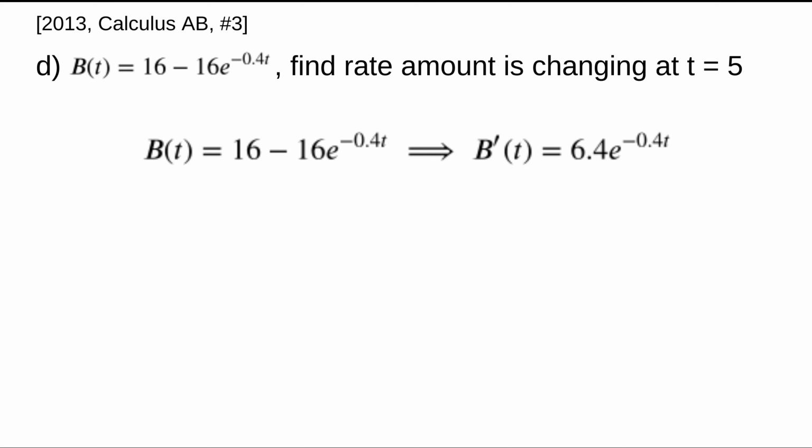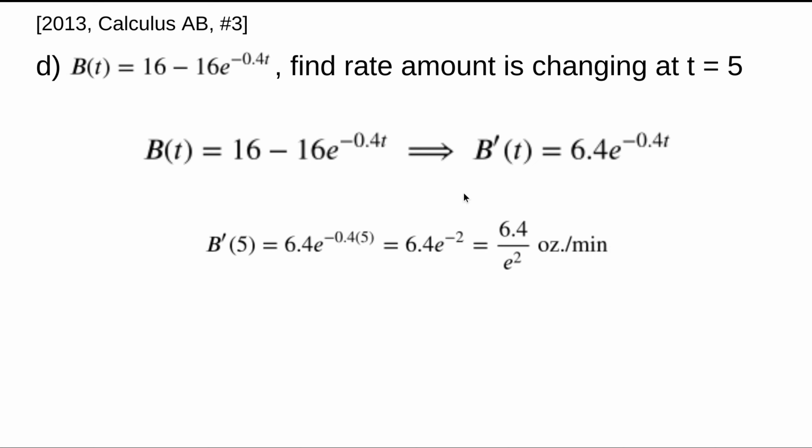B prime of t would be 6.4 times e to the negative 0.4t, and then to figure out how this rate is changing at t equals 5, we're just going to find b prime of 5. And that would be in ounces per minute.